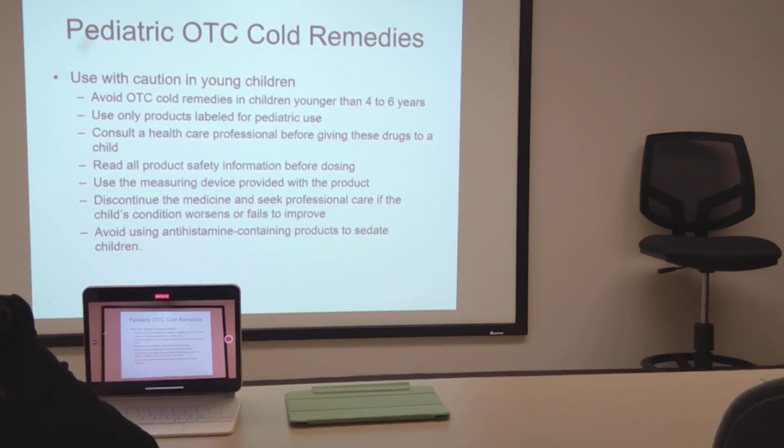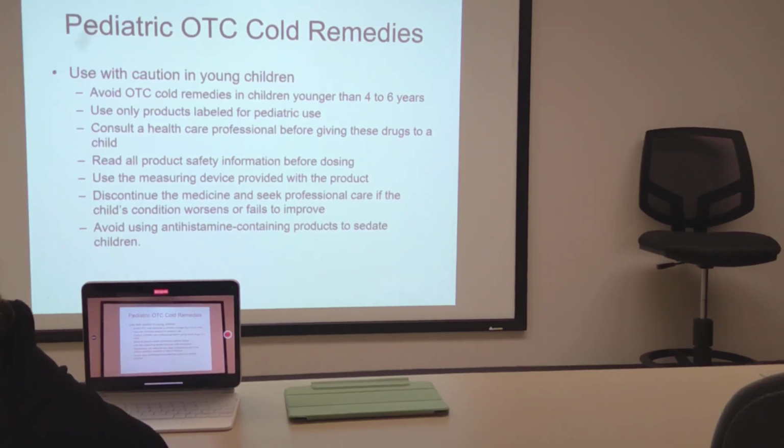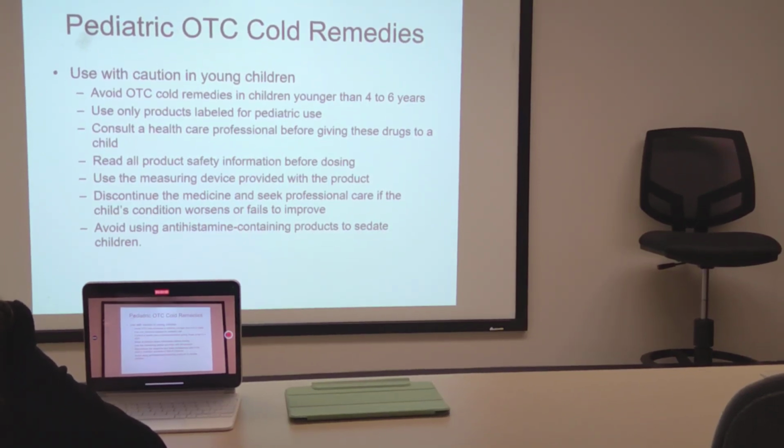Alright, so there are the pediatric OTC cold remedies. They are used with caution in young children. But usually they should be avoided in children younger than 4 to 6 years old, and use only products labeled for pediatric use.